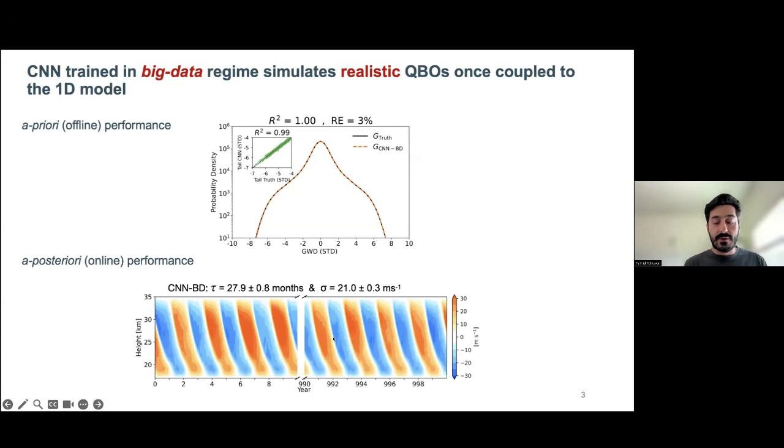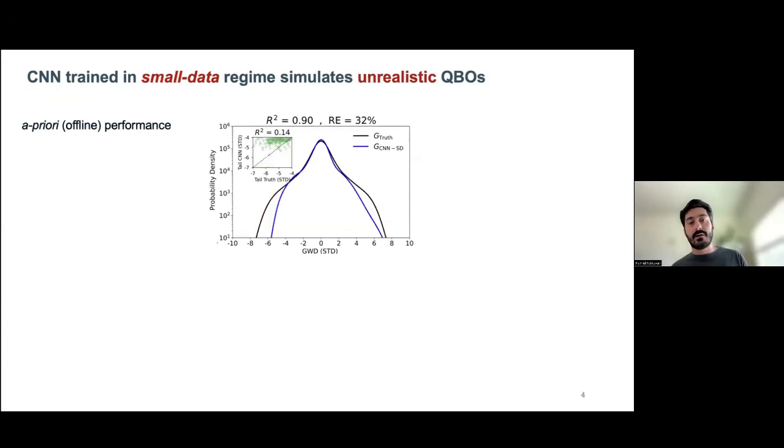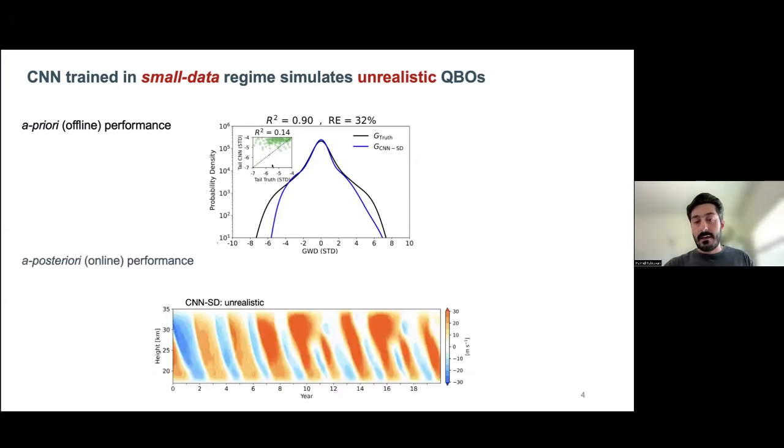So it works perfectly. But if we go to the small data regime, which again is a more realistic scenario, then we can see that the offline performance decreases. The overall R squared is still high, still 0.9. But if you look at the PDF itself and also the R squared at the tails of the PDF, we can see that it has clearly declined. Now, if we couple this back to the 1D model, the oscillation is not stable or accurate anymore. Here we can attribute this unrealistic behavior to the insufficient training data set.